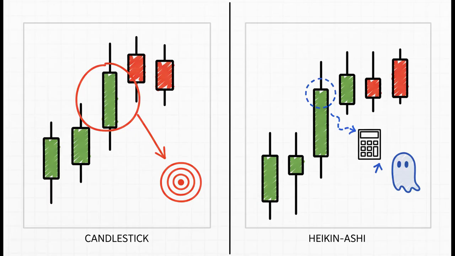And this leads to something that's, well, pretty wild and super important to understand. Candlesticks show you the actual prices where trades happened. Heikin-Ashi, on the other hand, shows you a calculated average. This means that the open or close price you're looking at on a Heikin-Ashi candle might be a ghost price, a price that the market never actually touched. That smoothing process literally erases the precise price levels from the chart.